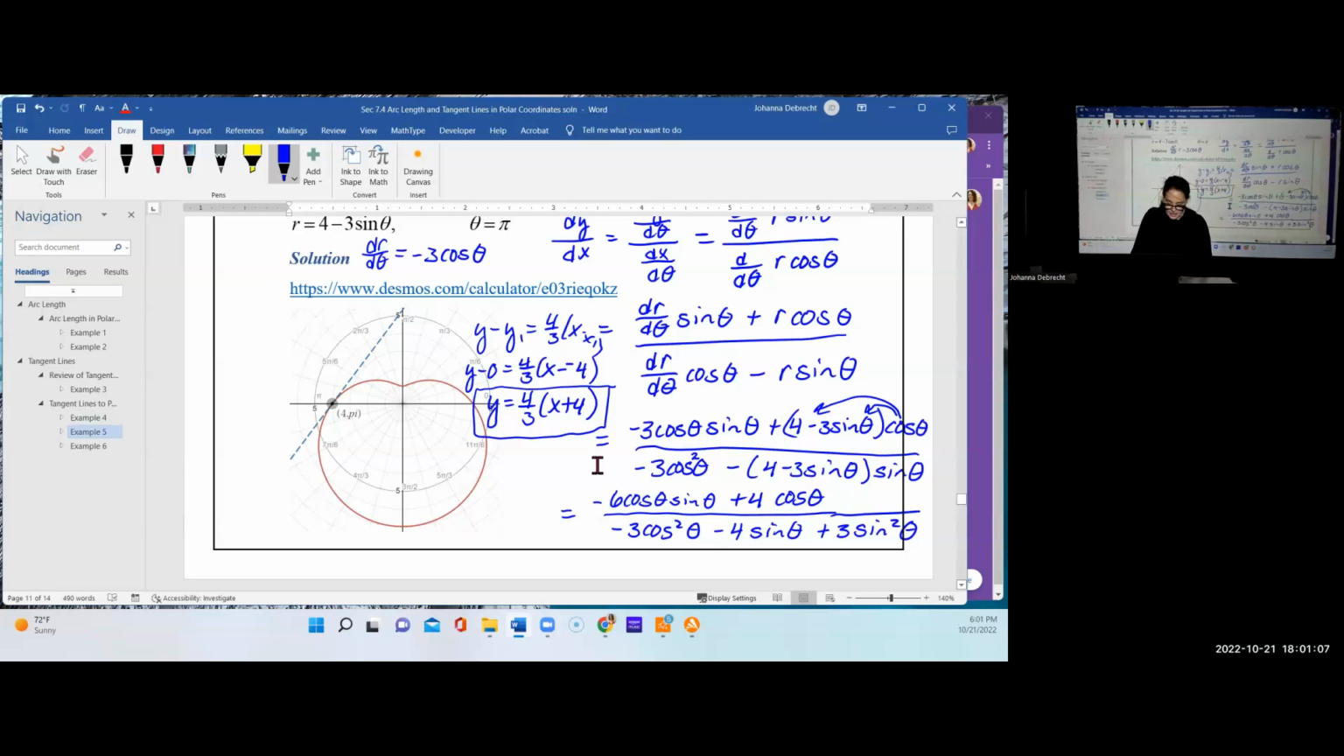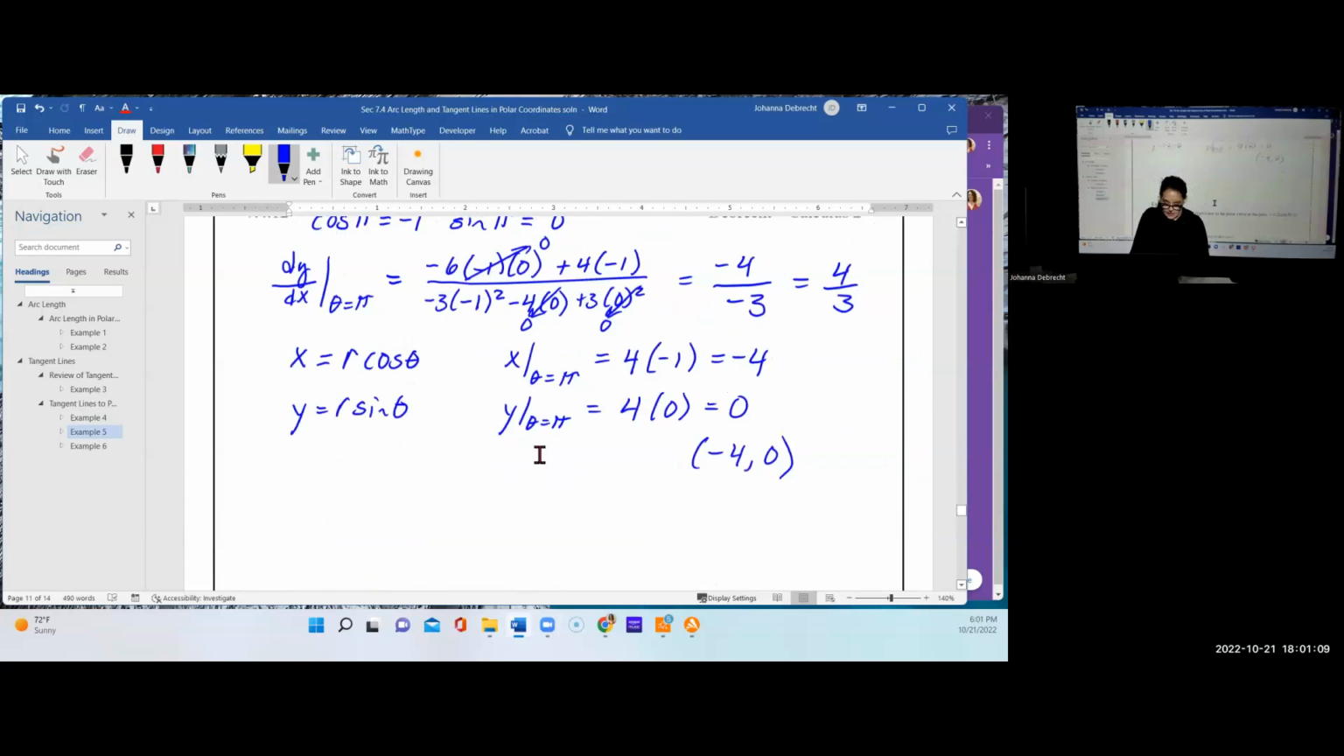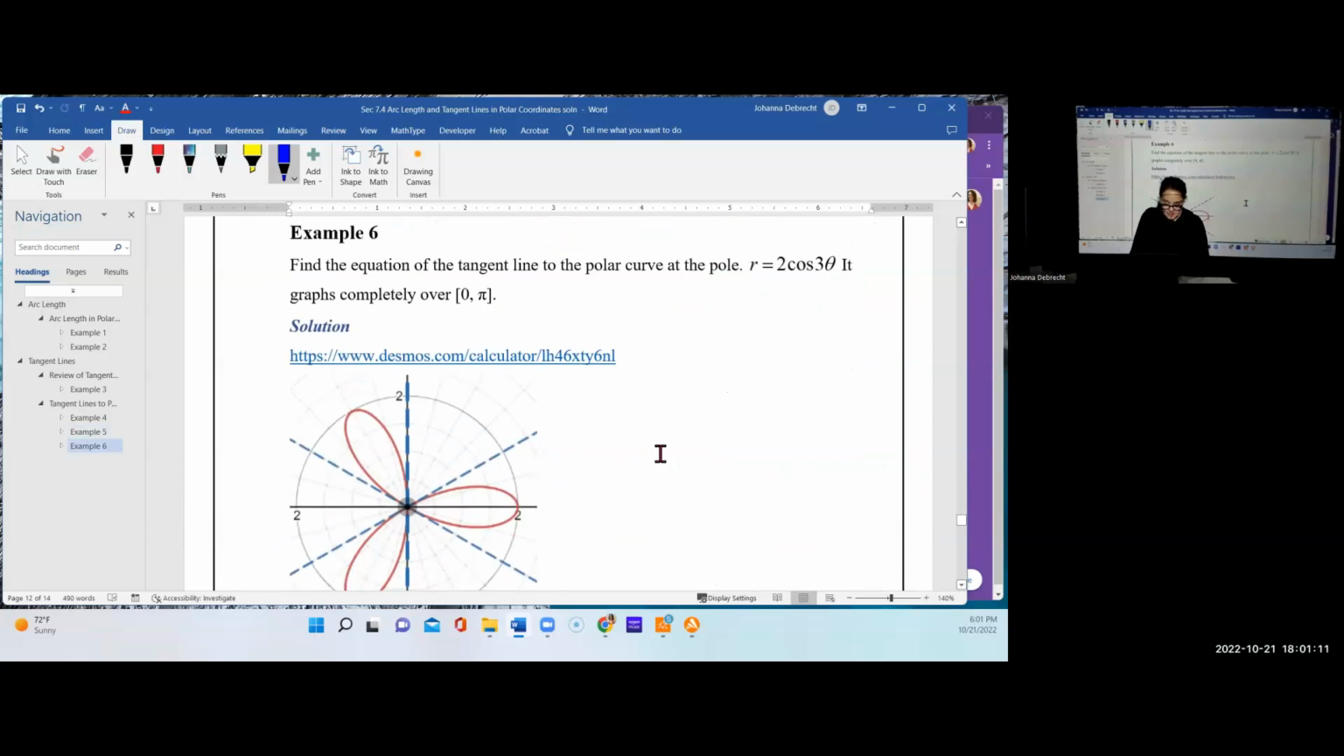All right, we have one more example we want to look at, which is example 6. And this one says, find the equation of the tangent line to the polar curve at the pole. Now, this is the graph of r equals 2 cosine of 3 theta, which is a rose. And this rose has 3 petals. Remember, when the argument to the trig function is odd, it has that number of petals, and when it's even, it's double that number. So 2 theta has 4 petals, but 5 theta has 5, right?